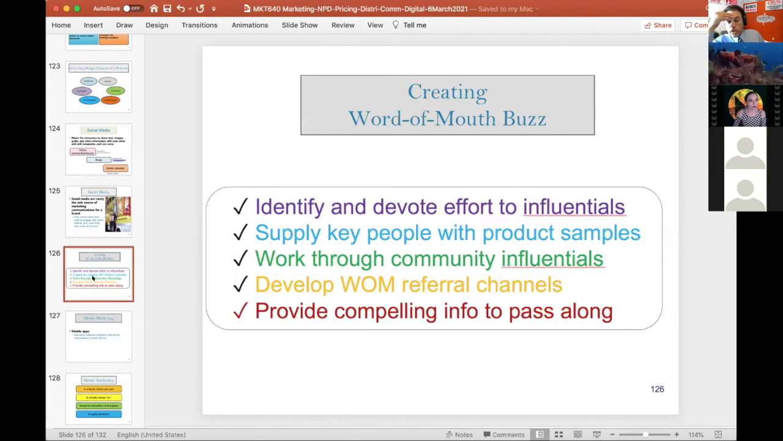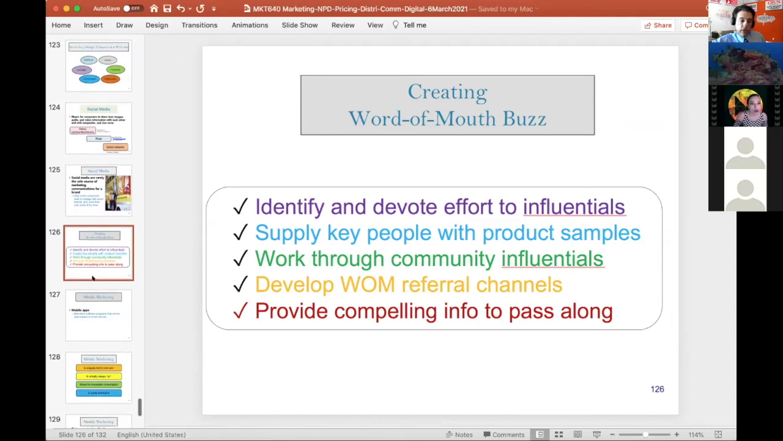So word of mouth is very important when you have social media because it's one of the benefits. So you have to think about the concept of influencers and giving samples, identifying those event influencers, creating some word of mouth referral channels where people can actually communicate with their followers to share things in order to create word of mouth. You can't expect people to do it naturally. You sort of have to incentivize people sometimes to share the information.